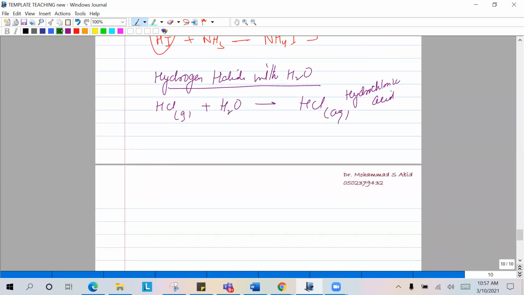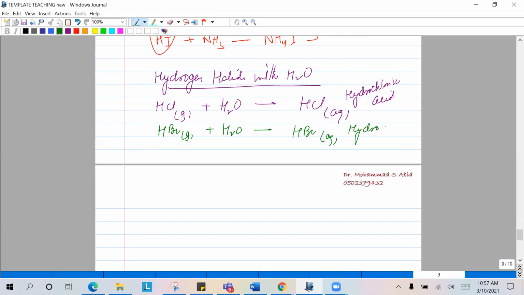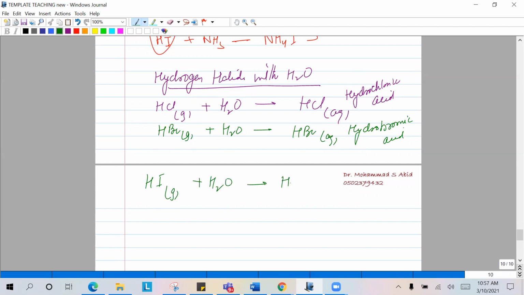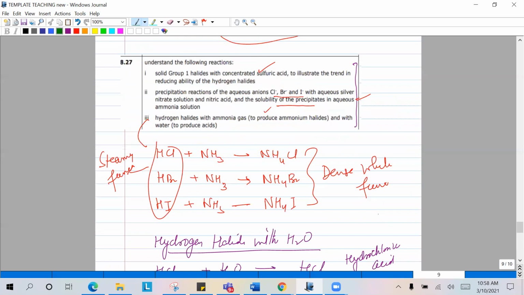Same way, if you have HBr, you add it to water, it will form HBr aqueous. This will be known as hydrobromic acid. And if you have HI gas added to water, it will form HI aqueous. So that becomes an acid, which is hydroiodic acid. So this completes this part also.